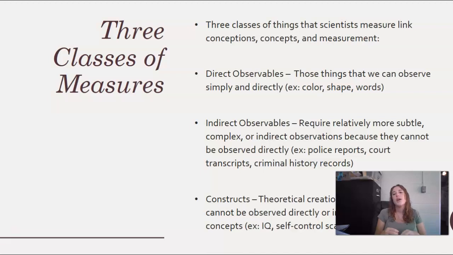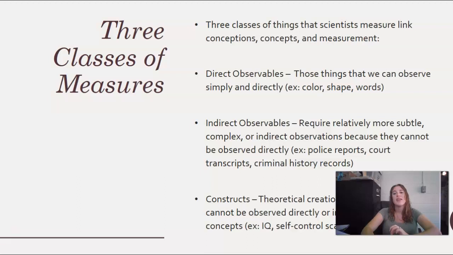So in order to link conceptions, concepts, and measurement all together, there's three kinds of classes of measures that scientists use. The first one is going to be a direct observable. So this is the most obvious. The things that we can observe and see happen with our own eyes. So things like color, shape, words, saying that the apple is red when the apple is red. If it's a green apple and we're saying it's red, people are going to know that's not correct. So these are things that you can observe with your eyes.